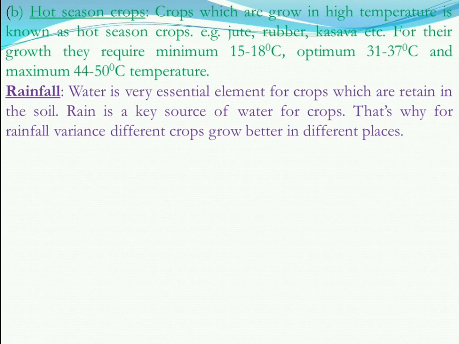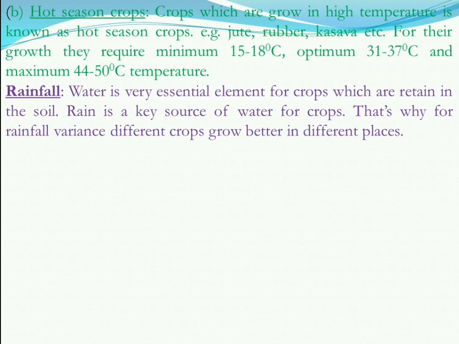So rainfall is a blessing for crops. That's why for rainfall variance, if the rainfall is somewhere much, somewhere less, it may vary in the crops production. So depending on this rainfall, different crops grow better in different places.